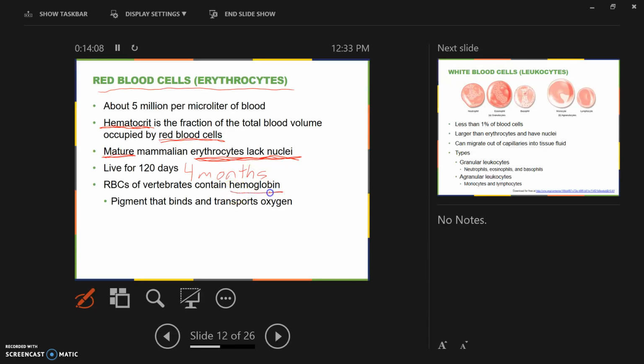Hemoglobin is found on the red blood cells of all vertebrates, and that is a pigment that transports oxygen. It actually also transports a small amount of carbon dioxide.